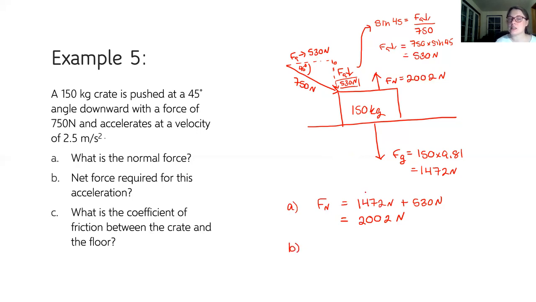B will need this. It says, what is the net force required for this acceleration? It's an easy question. F net equals mass times acceleration, which is equal to 150. We already know that, and the question told us what the acceleration is, times 2.5. The net force that you need to have to make this box move that fast is 375 newtons.